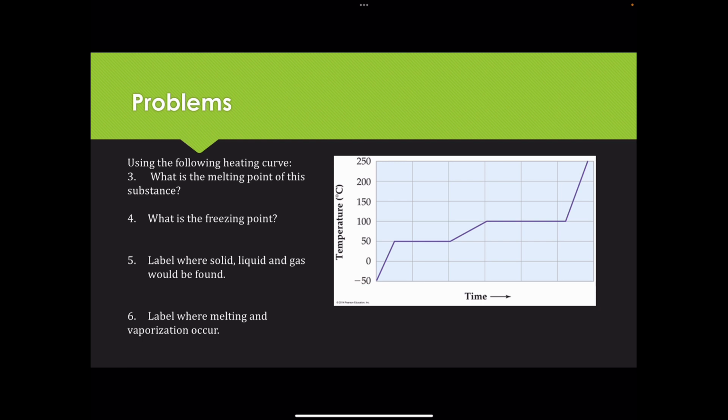So looking at this heating curve, we're asked for the melting point of this substance. So my melting point is going to be here. This is where we go from solid, we start to enter the liquid phase at 50 degrees Celsius. Now, this is a heating curve, but if we were cooling this, if we were going from the liquid to the solid, the point at which we start to go from liquid to the solid is our freezing point.